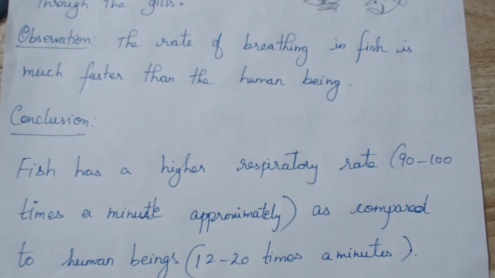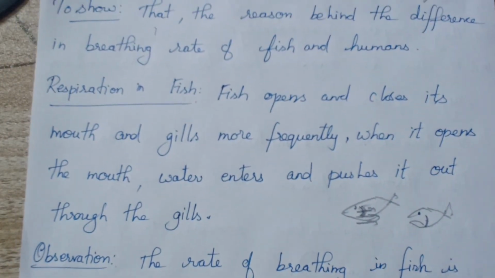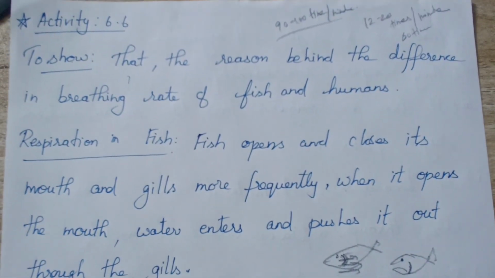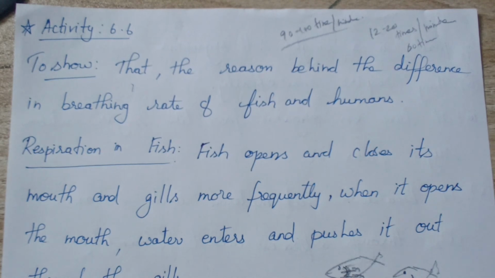So to meet the demand for oxygen, fish breathe at a faster rate. Clear? So this activity 6.6 shows why the fish breathe faster: to meet its oxygen demand, it breathes fast, when compared to human beings. Okay. Clear? Thank you.